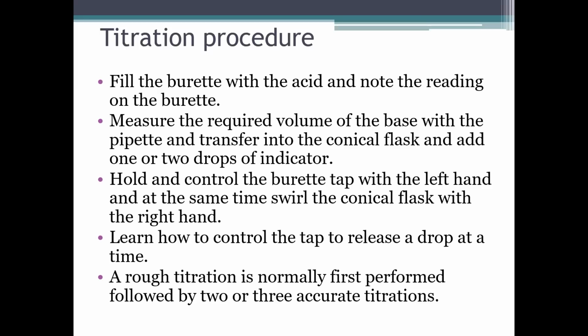So you first do your rough titration, and that gives you a rough idea. That's why it's called the rough titration. You may not get it right, but it gives you a hint of the near volume of the acid that is required for you to have a color change.